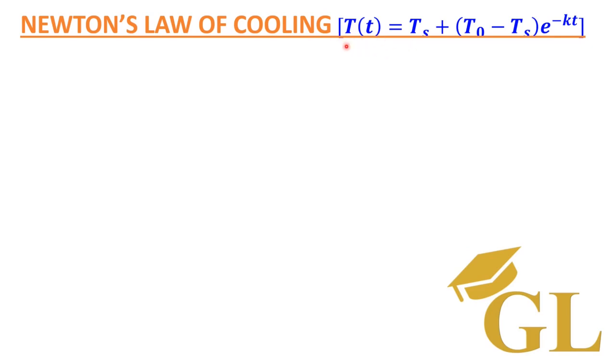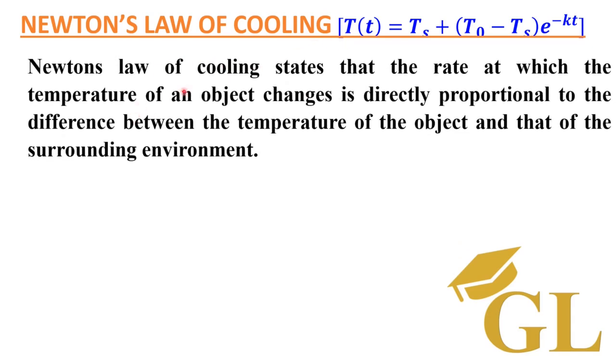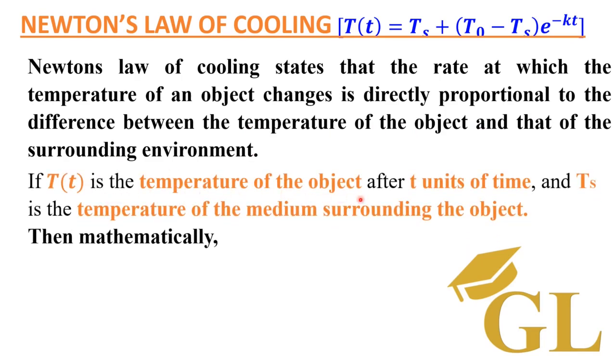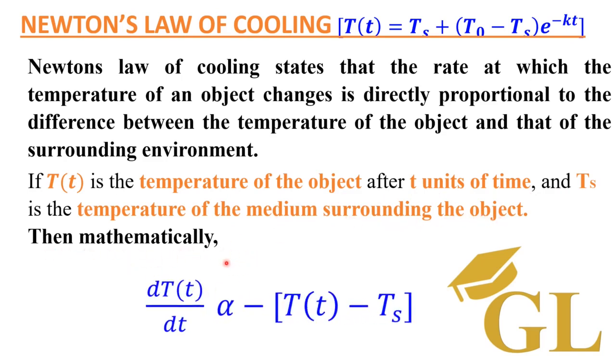the mathematical expression. So Newton's law of cooling states that the rate at which the temperature of an object changes is directly proportional to the difference between the temperature of the object and that of the surrounding environment. If T(t) is the temperature of the object after t minutes of time and Ts is the temperature of the medium surrounding the object, then mathematically we can say that the derivative of T(t) with respect to t is directly proportional to negative T(t) minus Ts.